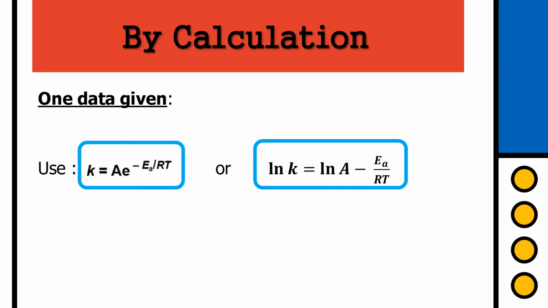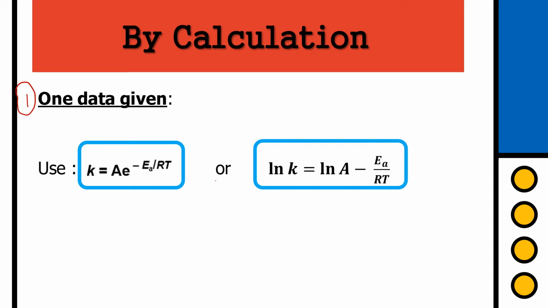For questions involving the Arrhenius equation that we solve by calculation, there are two more types of question. The first one is when given one data, only one data, meaning you are only given one K or only one temperature. That's what I meant by one data. So this will be the equation that we will use.